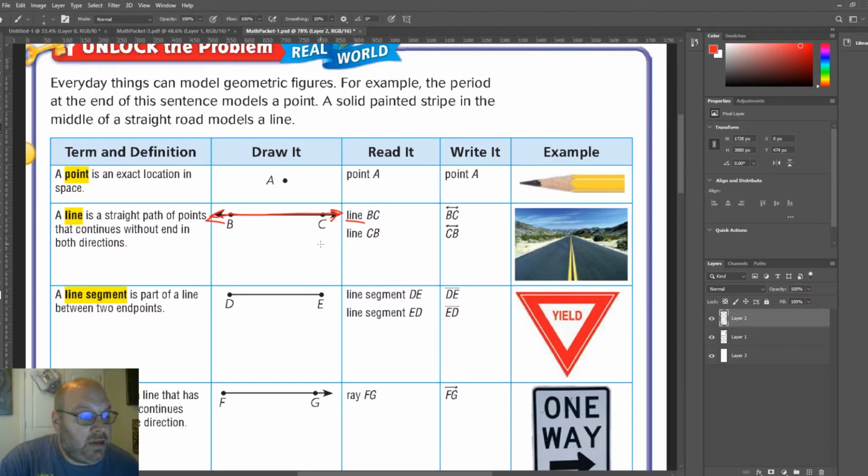Okay? So there are 2 points here, B and C. It could be any letters. And we read it as line BC. When we write it, we put a little line above the 2 points that the line crosses. So this is line BC.